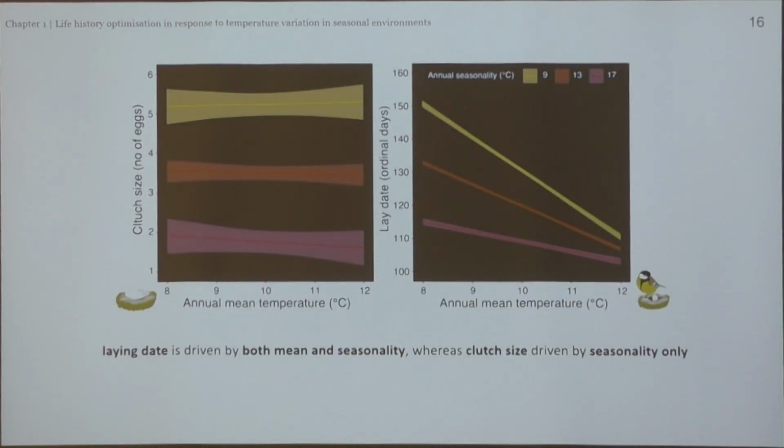So this is just looking at these trends that we've already discussed in a slightly different way. On the left, I'm showing how the optimal clutch size varies with annual mean temperature on the x-axis, and the different colors represent different annual seasonalities. So yellow is the lowest and pink is the highest seasonality, and the same for laying dates. So you can see that laying date is driven by both mean and seasonality of temperatures, but clutch sizes are only really driven by seasonality in our models, because the lines along the annual mean temperature range are all flat.